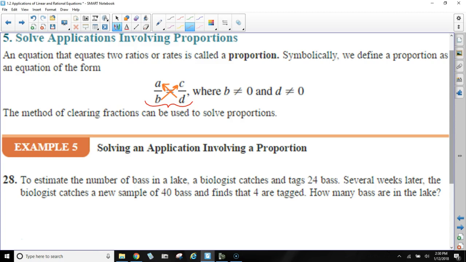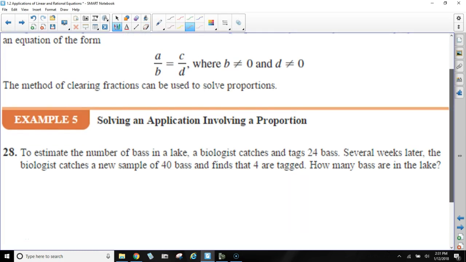That's what we say in math, that in any proportion, the product of the extremes is equal to the product of the means. Basically, it means you can cross-multiply when you have a proportion. That's a shortcut to clearing out those fractions. Here's an application problem involving proportions.